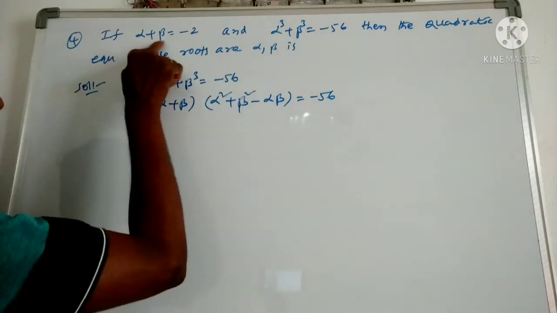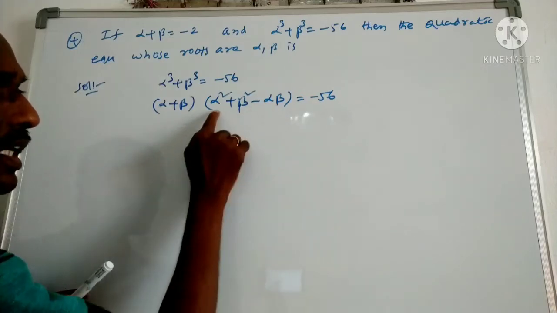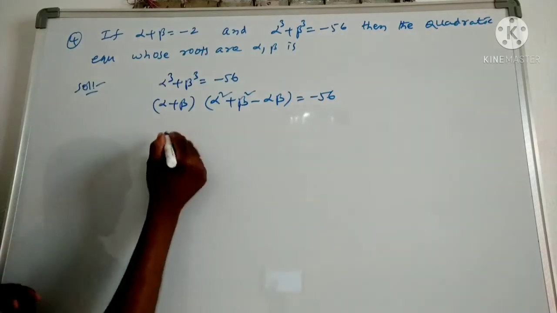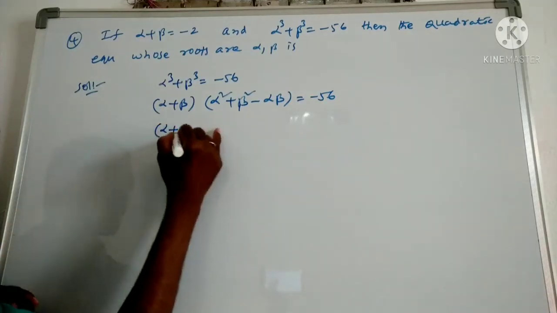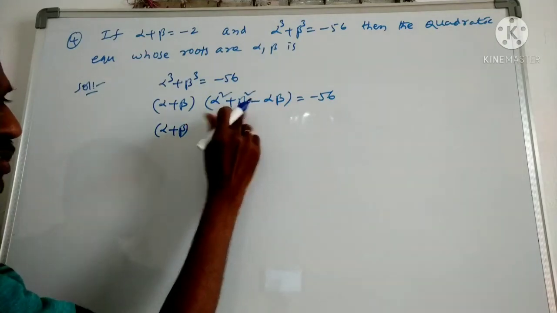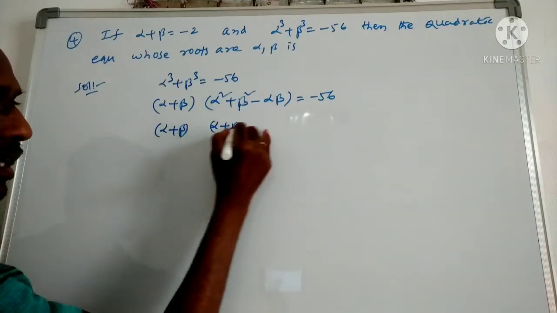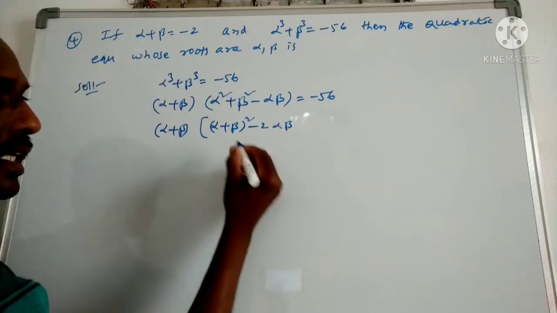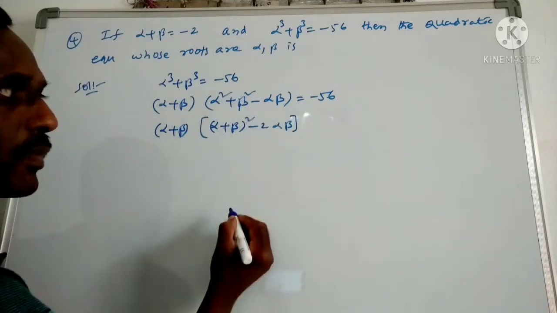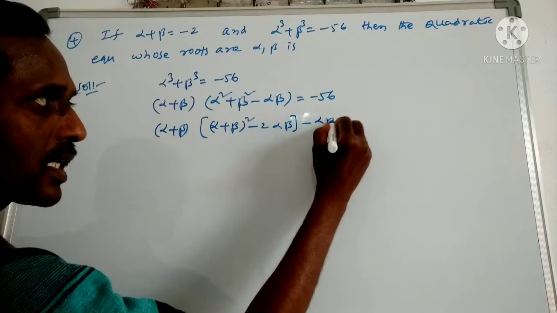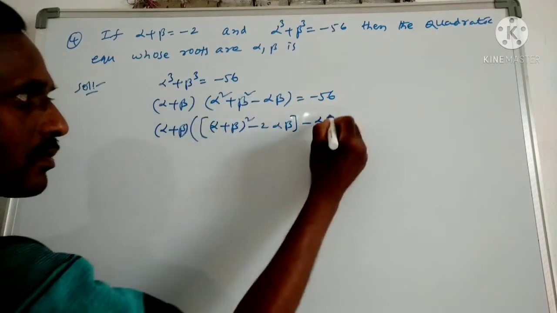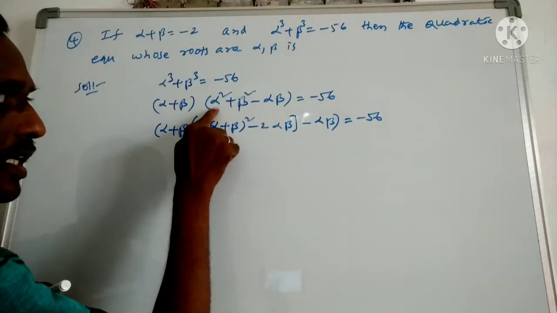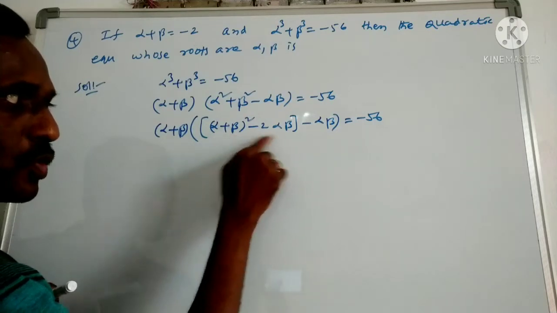So here we know the alpha plus beta value. We have to find alpha beta. But again, you have to write this in terms of sum and product. So alpha plus beta, this as it is. Alpha square plus beta square, once again what we can write? Alpha plus beta whole square minus 2 times alpha beta. So it is alpha square plus beta square minus alpha beta, equals -56. Is it clear? So what I wrote: a square plus b square is a plus b whole square minus 2ab.